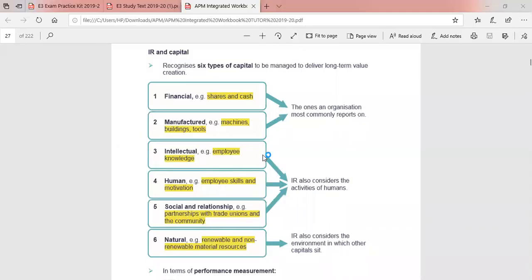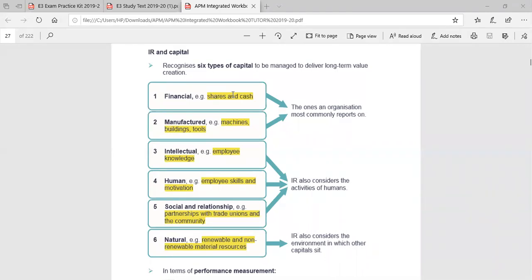Please have a look at this one. Integrated reporting and capital. So there are 6 types of capital. I hope you are able to see the new slide. The financial capital talks about shares, cash, debentures or investment in bonds, and all those things. Manufactured capital is the machinery, the buildings, tools, and all other things used in manufacturing activity. Intellectual capital talks about the employee knowledge.